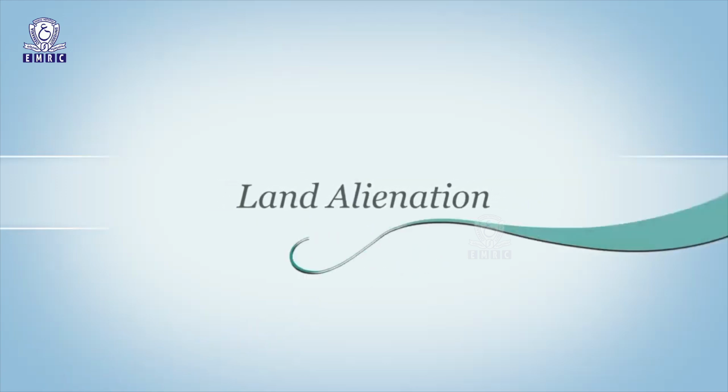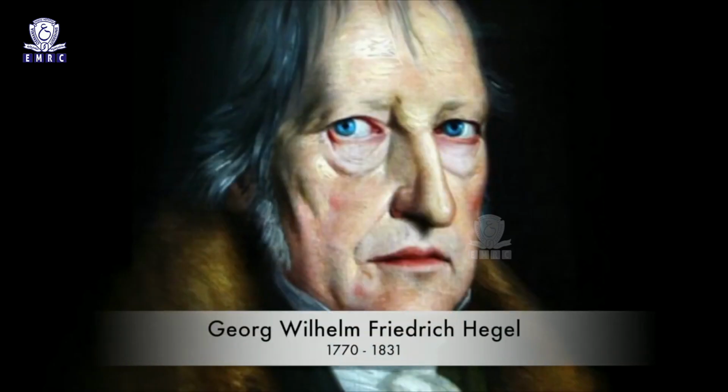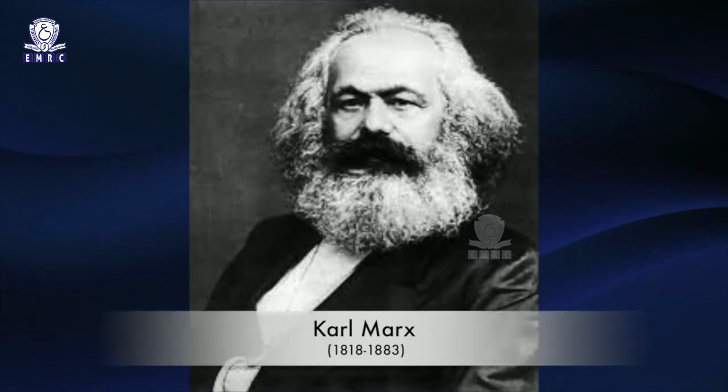Land alienation. It was defined by Hegel and was used by Marx. Land alienation is also a serious tribal problem. It is a specific problem of the tribals where land becomes the primordial source of exploitation. It results in the creation of a society where exploitative production relations exist.